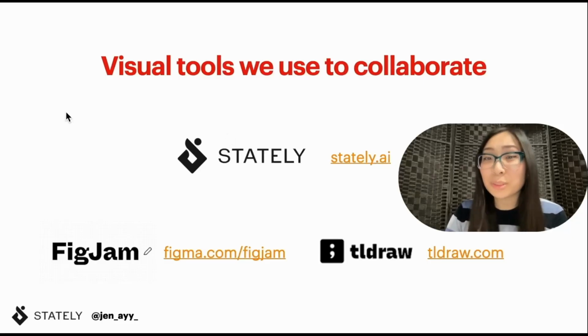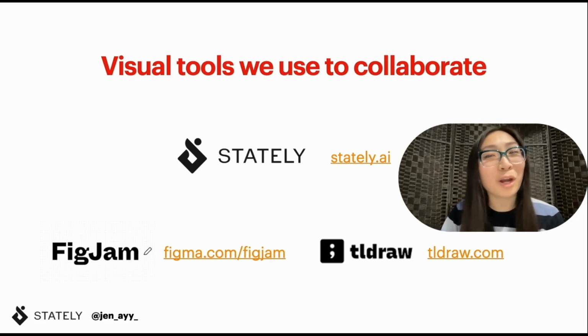Some of the visual tools that we use to collaborate at Stately are Stately.ai, which is powered by XState, a JavaScript library for state machines. And then we have FigJam and tldraw, which are whiteboarding diagramming tools. There are so many tools that you can use to create diagrams, and a lot of the diagramming tools support entity relationship diagrams. I really like swimlanes.io for sequence diagrams and Stately for state machine diagrams.